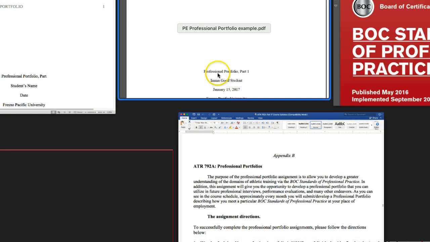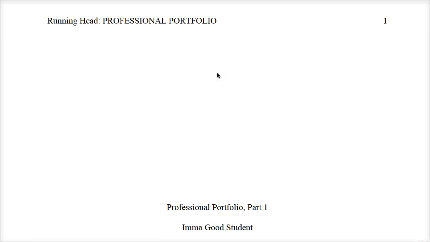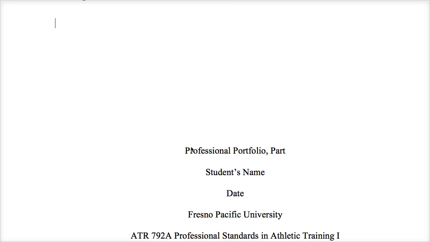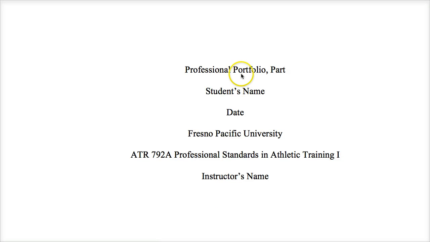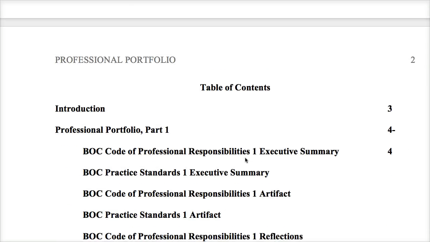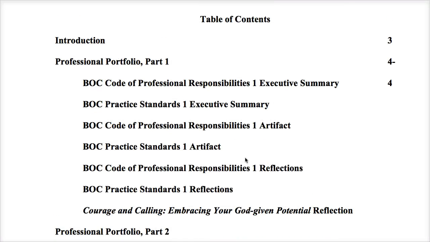Let's go ahead and look at the template. I tried to fix all the formatting, so you can pretty much just use this template. You put your name there. You'll see that the different parts are going to change as we go through our portfolio: your name, the date, my name, all that fun stuff. I have provided a table of contents. Now this table of contents is for the entire portfolio for this semester.